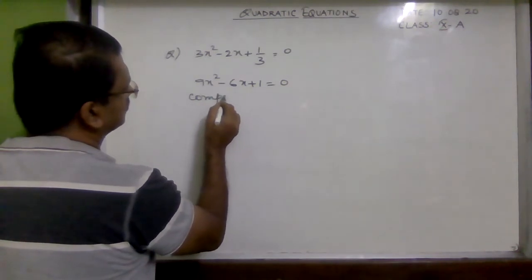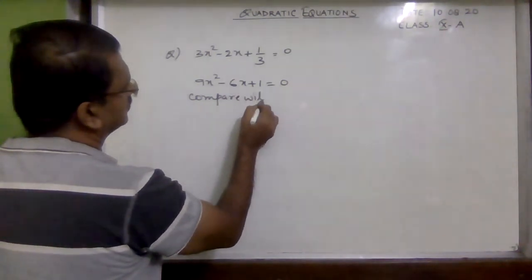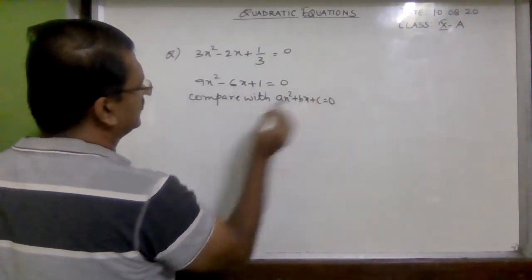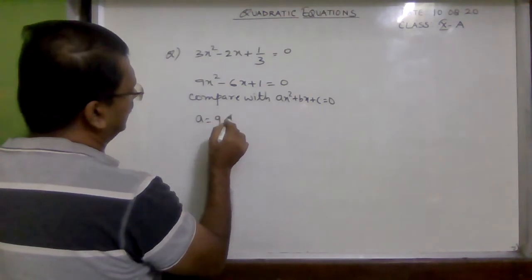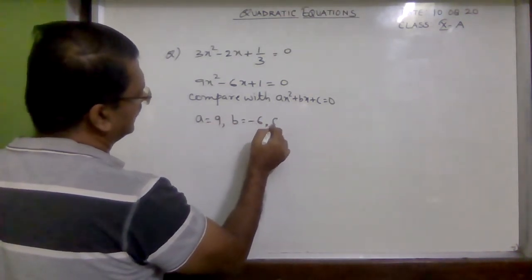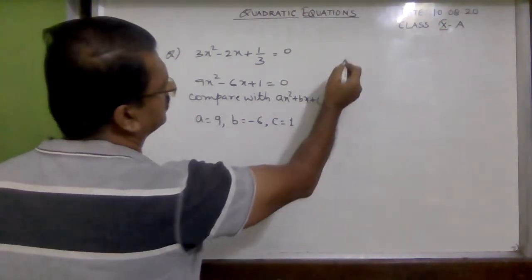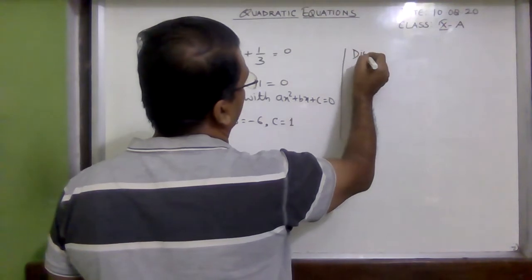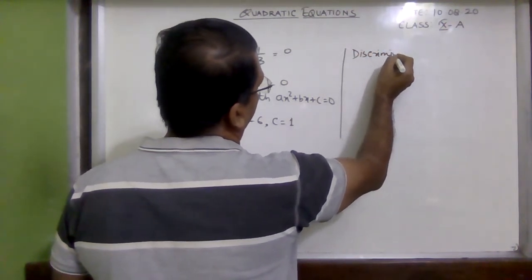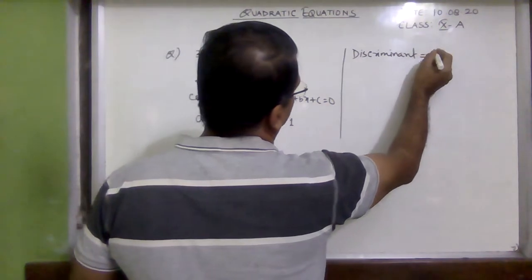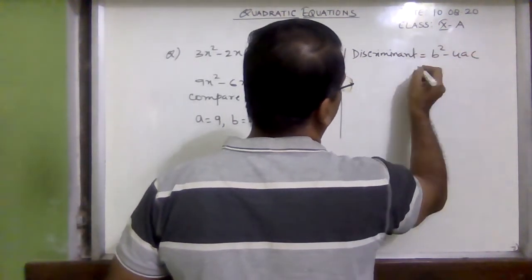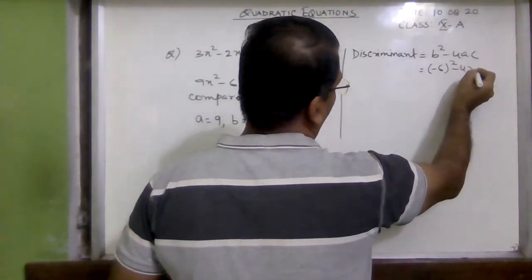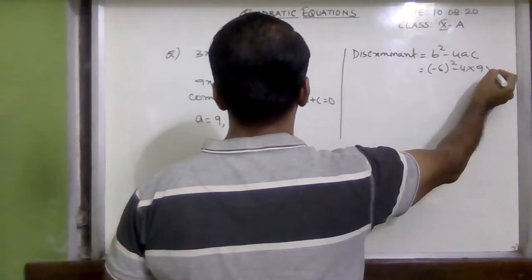Compare with ax square plus bx plus c is equal to 0. A is equal to 9, b is equal to minus 6, c is equal to 1. Discriminant, b square minus 4ac, that is minus 6 square minus 4, a is 9, c is 1.